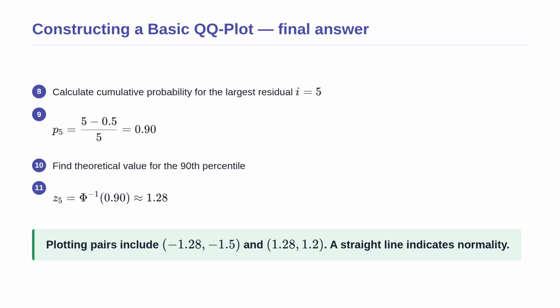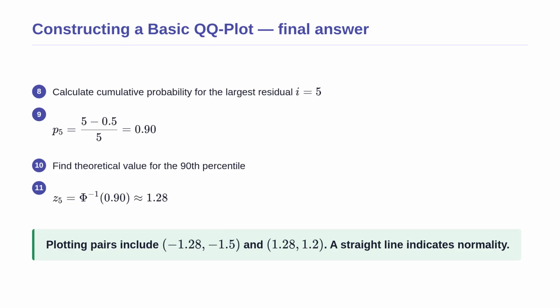Finally, skipping ahead to the largest residual, where the rank is 5, we repeat the probability calculation. The formula yields 0.90, meaning this point represents the 90th percentile of our dataset. The theoretical value for the 90th percentile on a perfect bell curve is 1.28. This gives us our final plotting pair for the highest value.